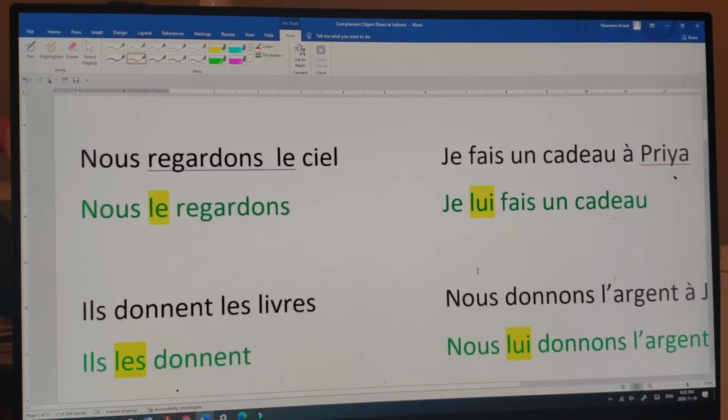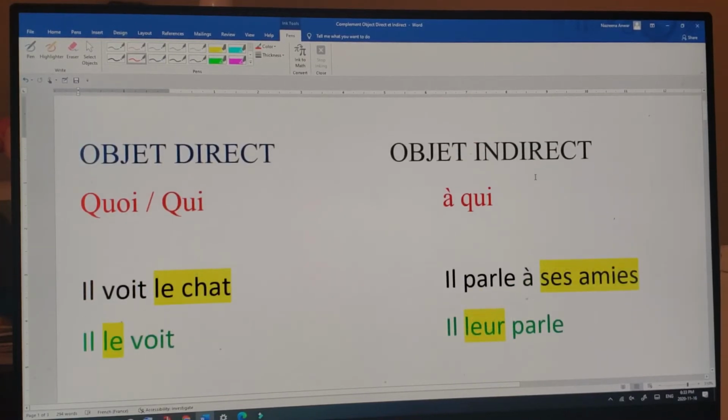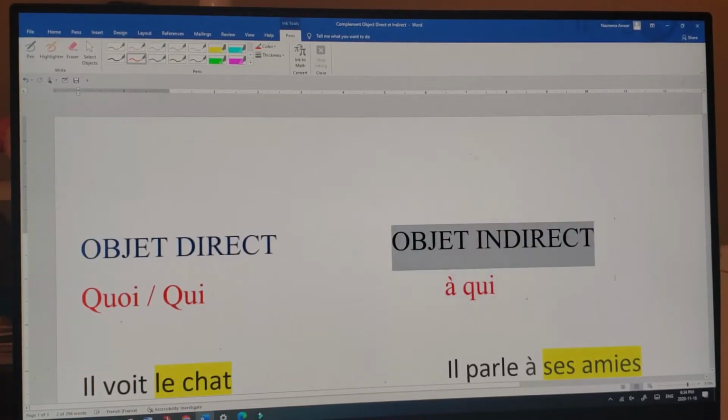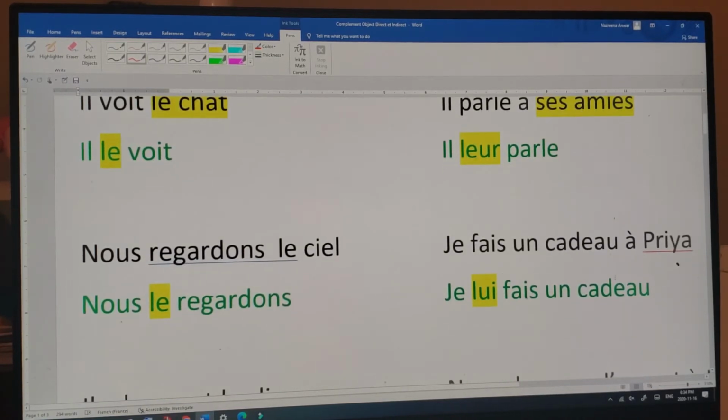But if you look at this one, "je fais un cadeau à Priya". Like I'm giving a gift, or I'm making a gift, to Priya. So, "je fais un cadeau à qui?" We want to know if Priya is a direct object or an indirect object. So, "je fais un cadeau à qui?" Since this answers the question "à qui", it's an example of an indirect object. So, "je lui fais un cadeau." That's why we use the pronoun for an indirect object.